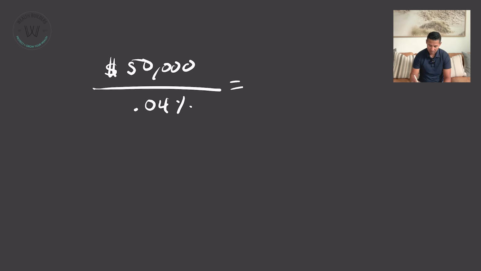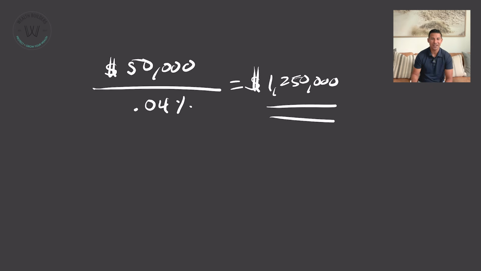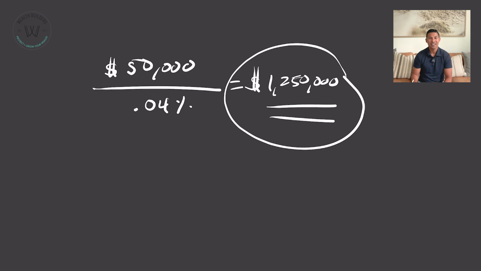This is gonna give us a number of 1,250,000. This is your financial independence number. This is our target number. This is what we want to have in our retirement portfolio. And it doesn't have to be just an IRA or 401k. It could be other asset classes: stocks, bonds, mutual funds, ETFs, brokerage accounts. 1.25 million is the target number.